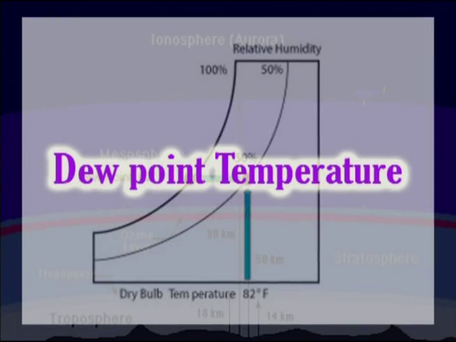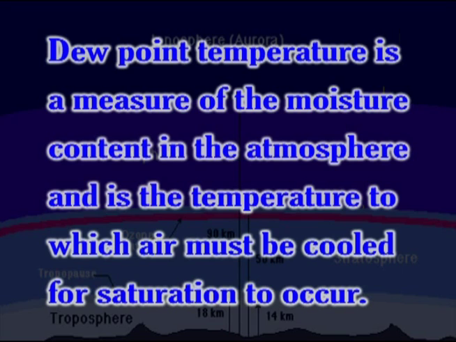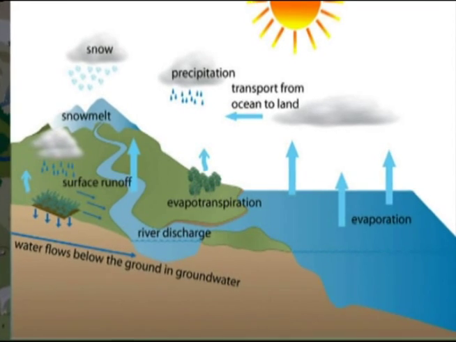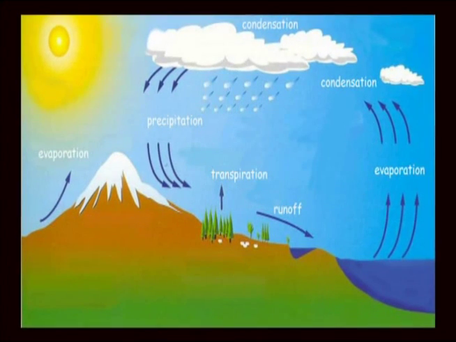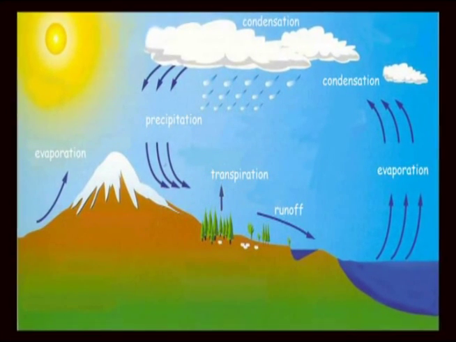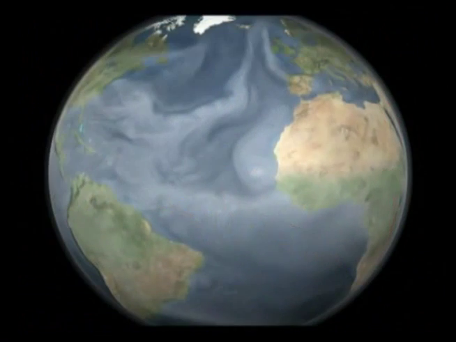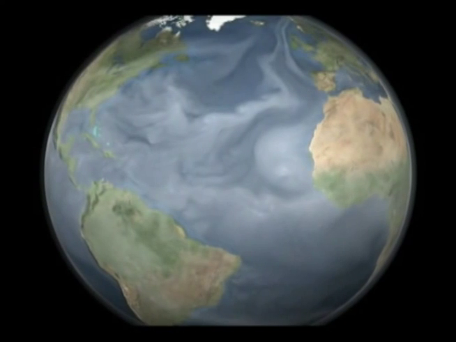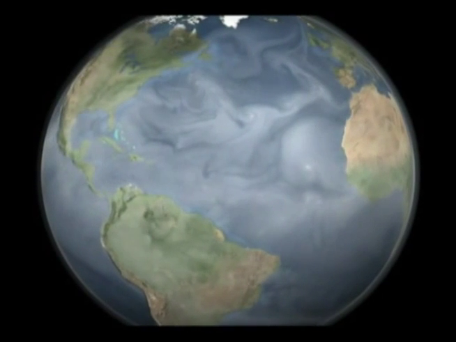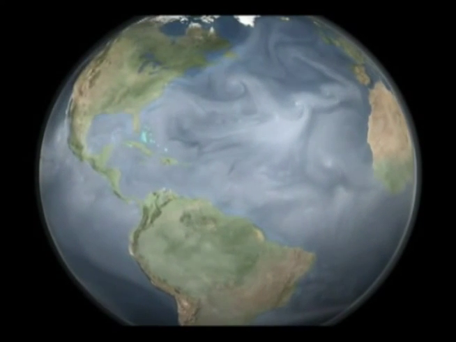Dew point temperature. Dew point temperature is a measure of the moisture content in the atmosphere and is the temperature to which air must be cooled for saturation to occur. When saturation is reached, condensation occurs and such things as dew, frost or fog may occur. The dew point temperature is a good indicator of the actual amount of water vapor in the air.